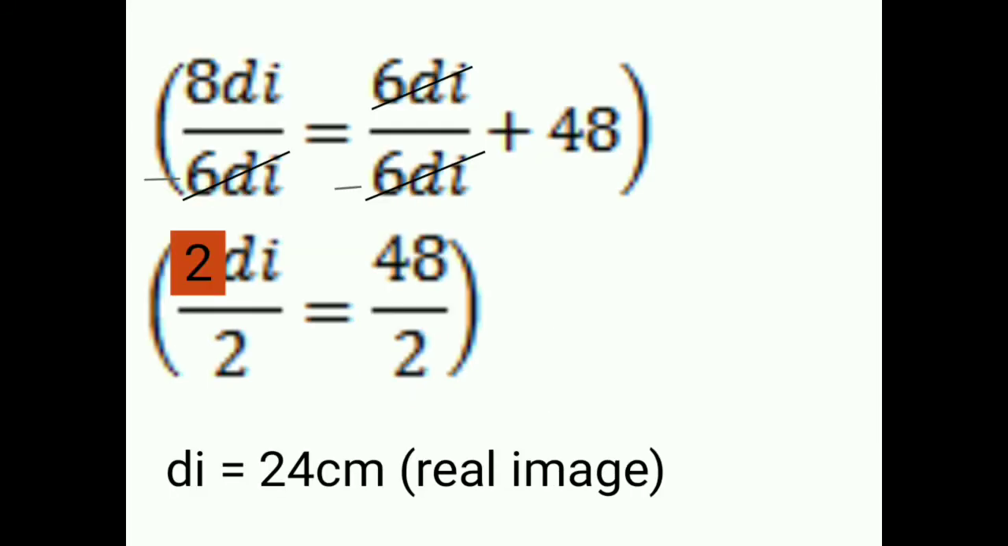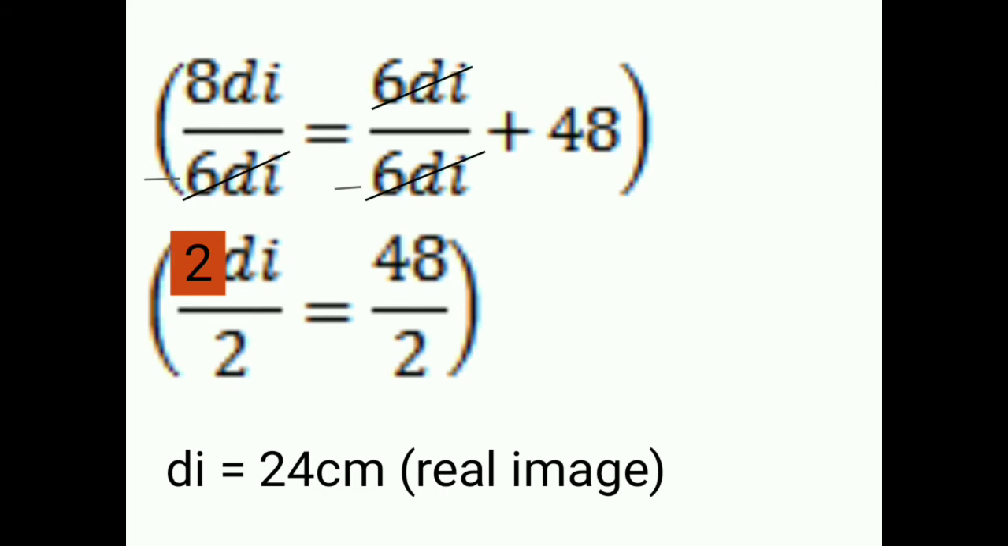Now 8di is equal to 6di plus 48. Remember, we're going to use the 6di, or the second fraction of the parenthesis, to find the distance of an image. So 6di minus 6di will be 0, and 8di minus 6di will be 2di.